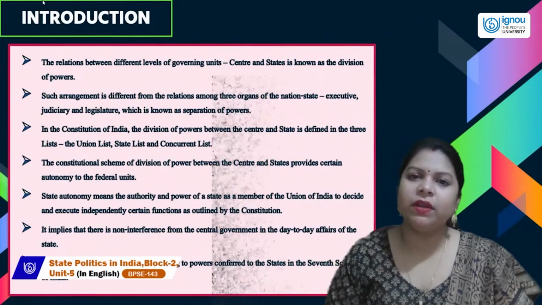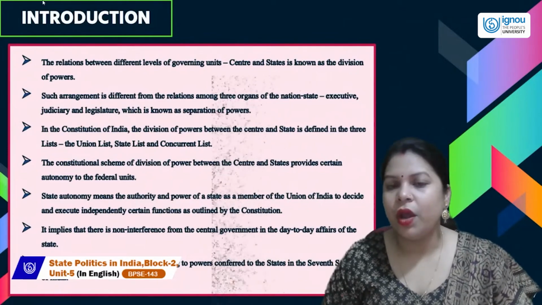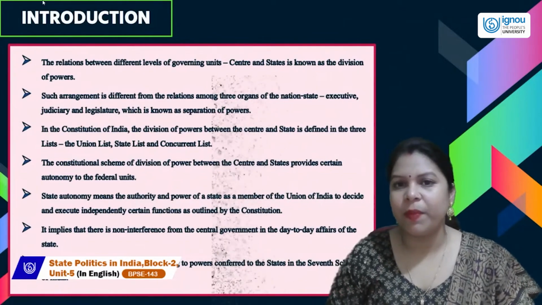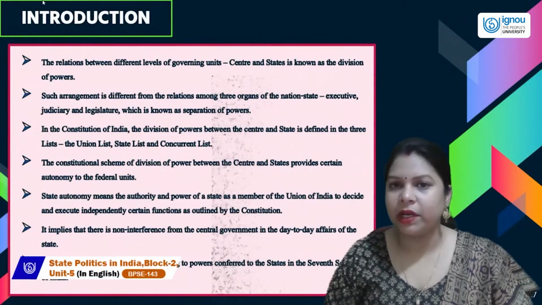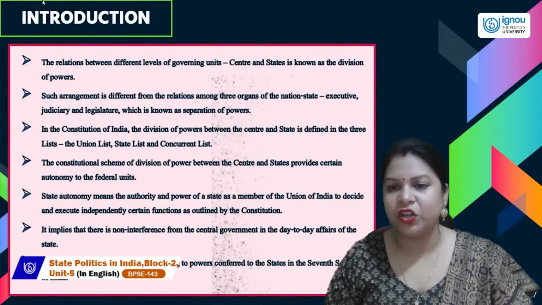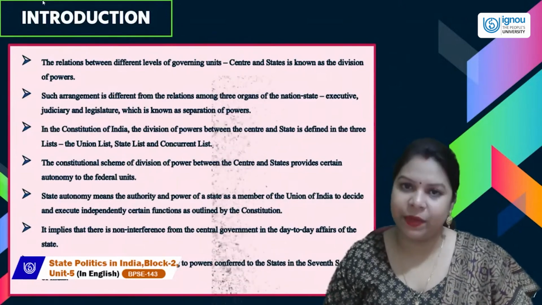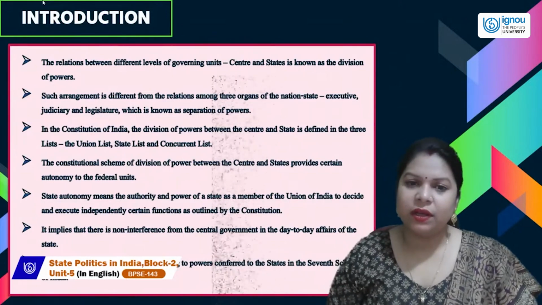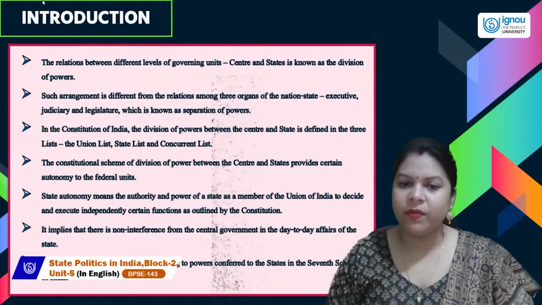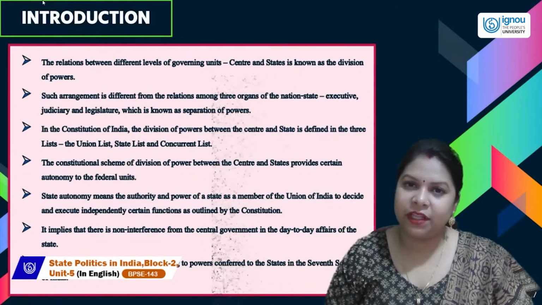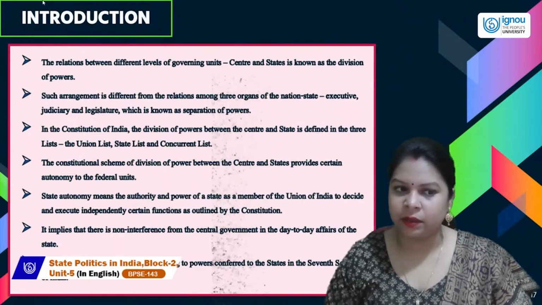In our previous lectures, we have seen that this division of power is known as federalism. Such an arrangement is different from the relations among the three organs of the nation state, that is, executive, judiciary, and legislature, which is known as separation of powers. So, division of powers between center and states is different from separation of powers between the three organs of the government, that is, the executive, judiciary, and legislature.